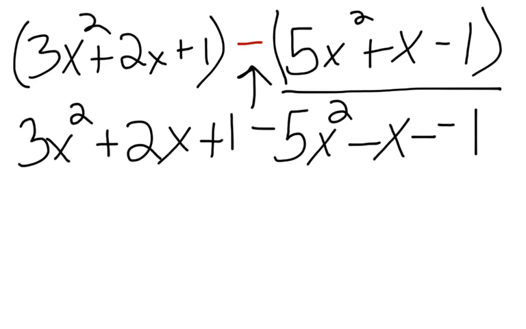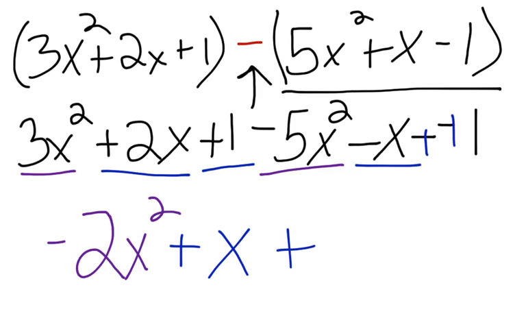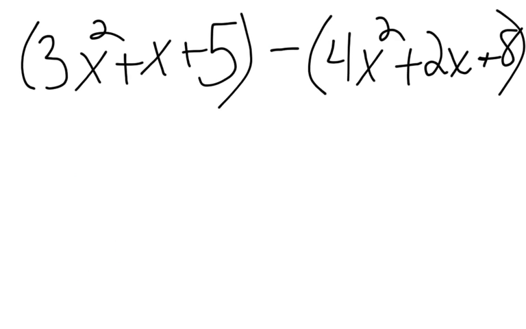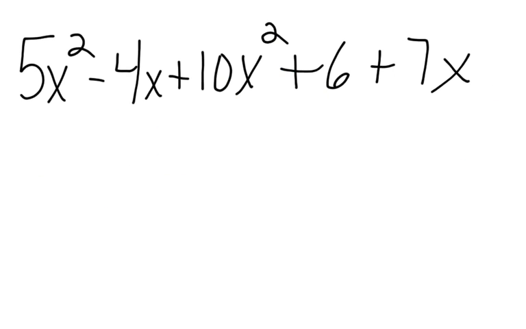Now let's combine the terms that are the same. I have 3x squared and a negative 5x squared gives me negative 2x squared. I have a positive 2x and a negative x gives me x. And I have positive 1 minus a negative gives me really a positive, so that gives me 2. Go ahead and copy this example down and try it on your own. You should have gotten negative x squared plus 3x plus 13.